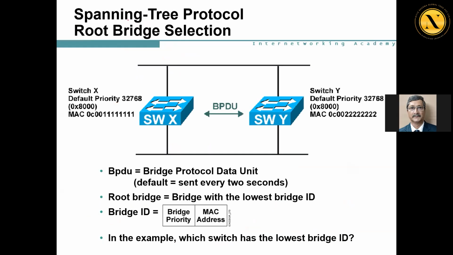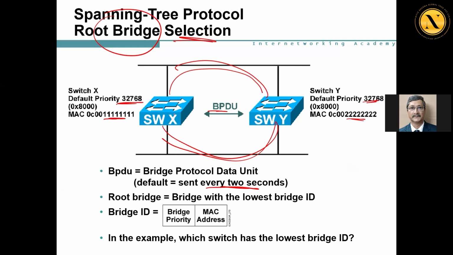How is the root bridge elected? BPDUs are sent every 2 seconds, hello, hello, hello. What are the messages they are exchanging in the BPDUs? What's my priority? What's my MAC address? How many of my ports are in which VLANs? How many of your ports are in which VLANs? Plus many more things.